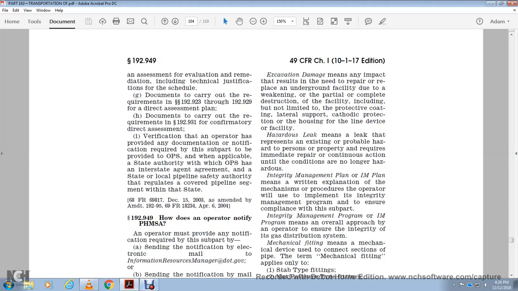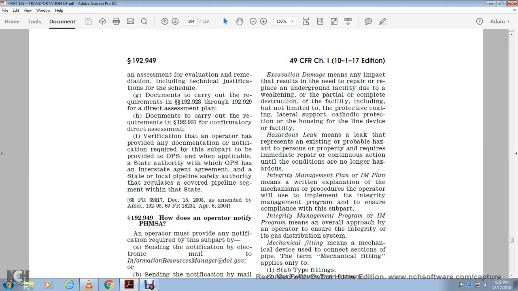Excavation damage means any excavation activity that results in the need to repair or replace an underground facility due to a weakening, or the partial or complete destruction, of the facility, including but not limited to the protective coating, lateral support, cathodic protection, or the housing for the line device or facility. Hazardous leak means a leak that represents an existing or probable hazard to persons or property and requires immediate repair or continuous action until the conditions are no longer hazardous.